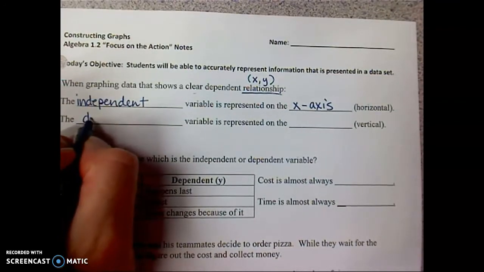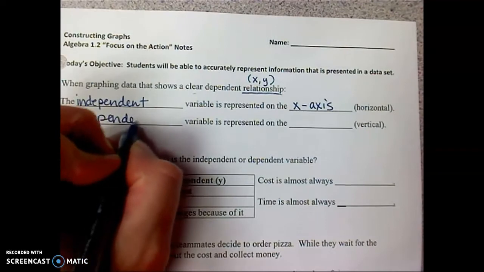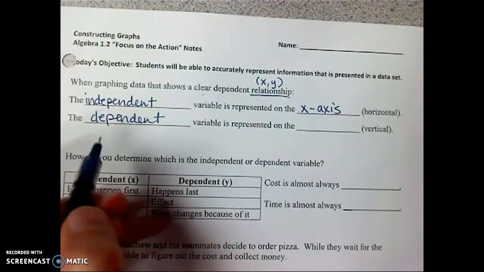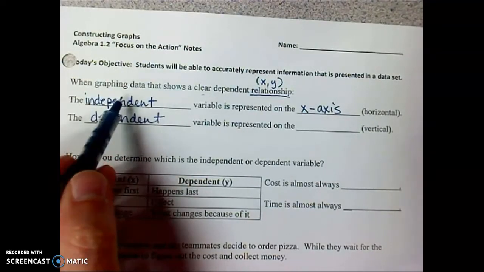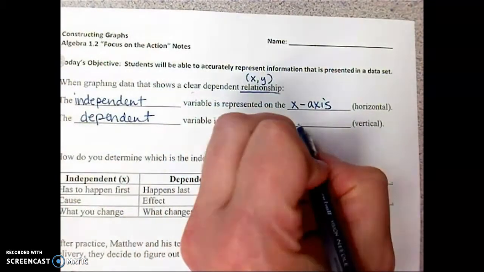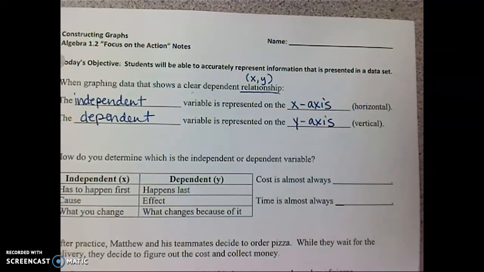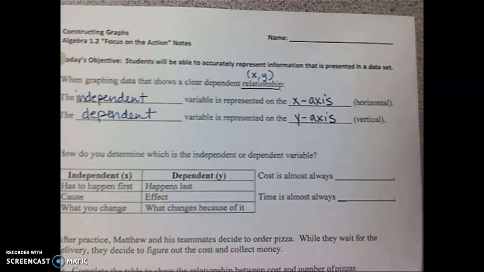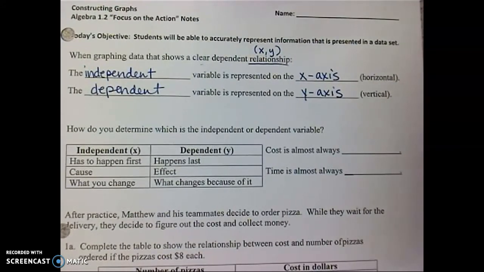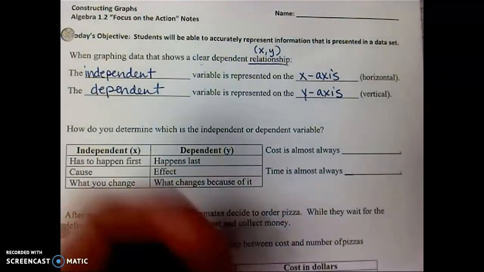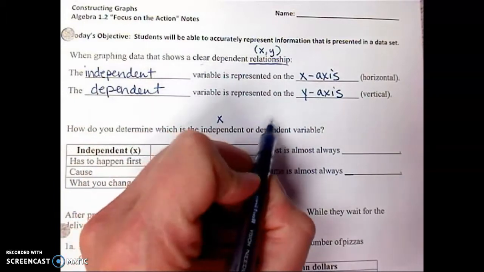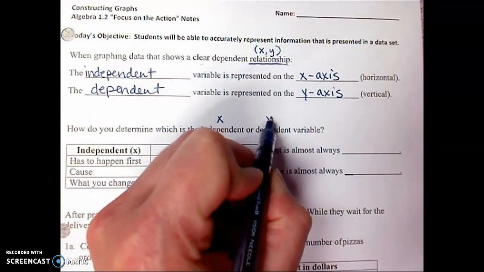Okay, and then the second part is your dependent variable. Okay, the dependent variable is going to depend on the independent variable. So this is represented on your y-axis. Okay, how do you determine which is the independent and dependent variables? Well, your independent will always be x, and your dependent will always be y.